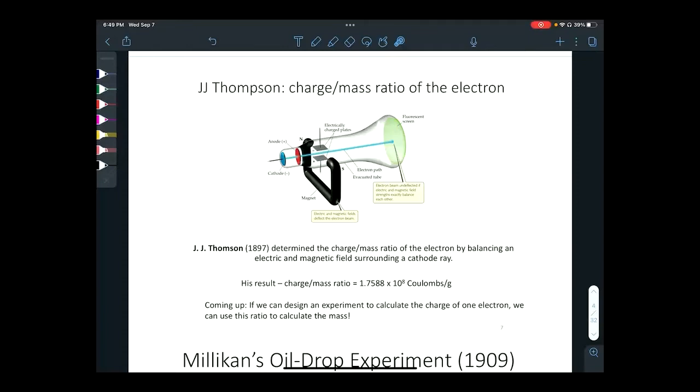But his experiment was not good enough to calculate just one of them. What he was able to do was get the mass to charge ratio, or the charge to mass ratio. Looking at that, he was able to see that this substance is smaller than an atom, because he had this mass to charge ratio from this experiment. So that's how he knew it was smaller than an atom. Hopefully that answers that question.